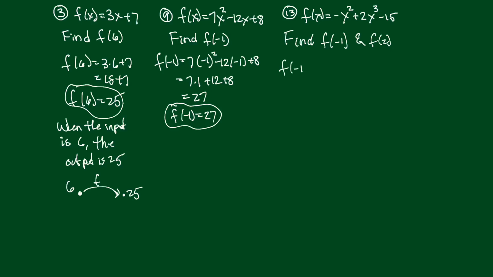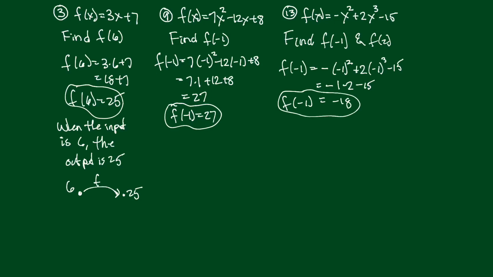So I'm going to put in negative 1 so I can see that that x in my original description of the function, that x has been replaced with negative 1. So replace all the x's with negative 1. We will get negative 1 squared plus 2 times negative 1 cubed minus 15. That'll give us negative, now 1 squared is 1. And then what about this one? Negative 1 cubed is negative 1. Negative 1 times 2 is negative 2 minus 15. So that looks like negative 18. So f of negative 1 is negative 18.